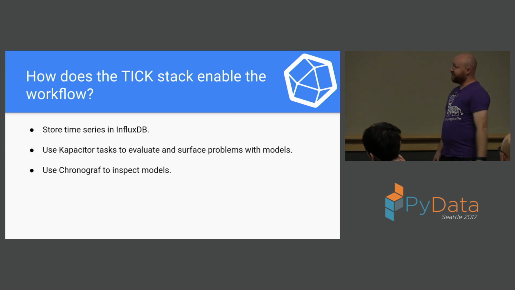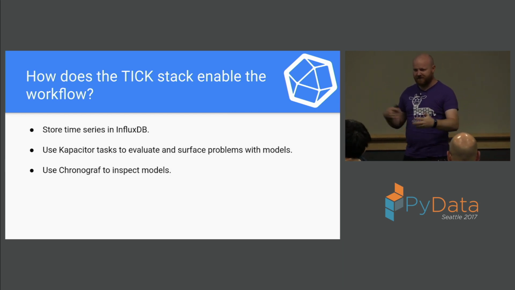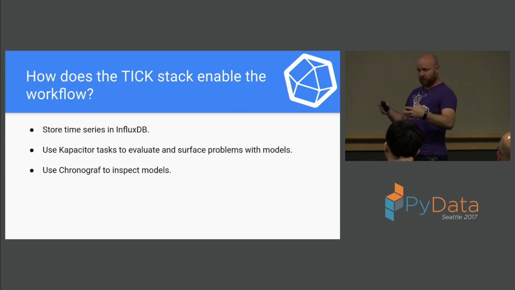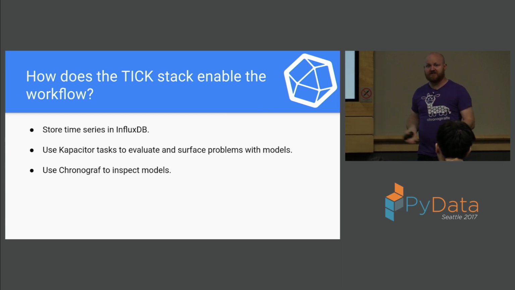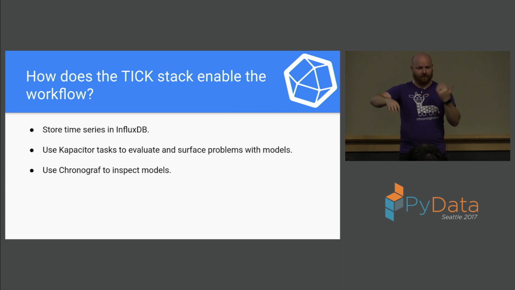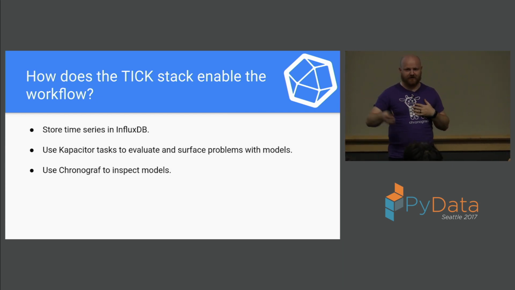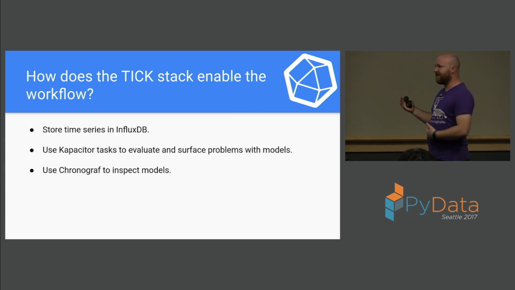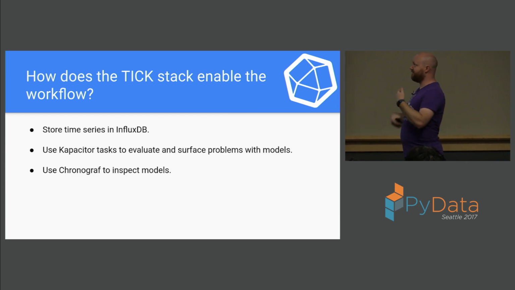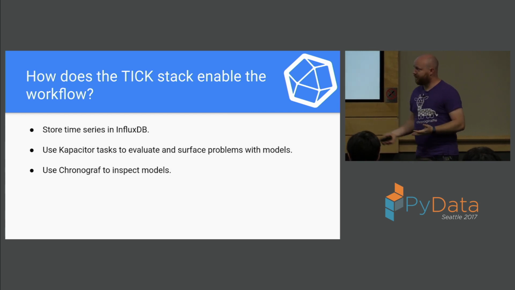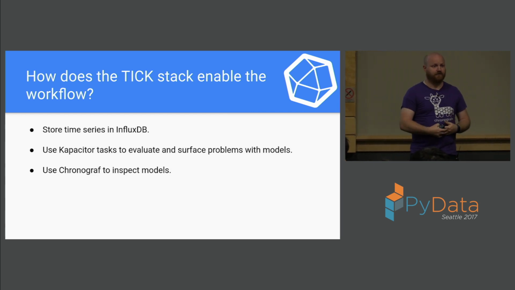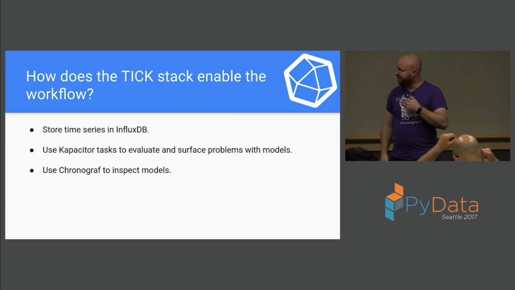So then we use Kapacitor. Kapacitor runs tasks. It's like a job scheduler. It runs tasks and does work on your data. So we're going to use Kapacitor tasks to do all of the automation steps of this workflow, the 4 steps there. The second and third steps are the ones that are automated. We're going to use Kapacitor to run those tasks for us and evaluate and surface problems with our models. And then third, we can use Chronograf to inspect the models, just visually, just look at them, that third step there.